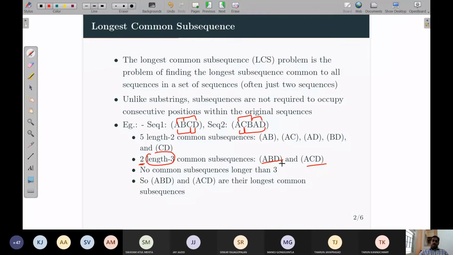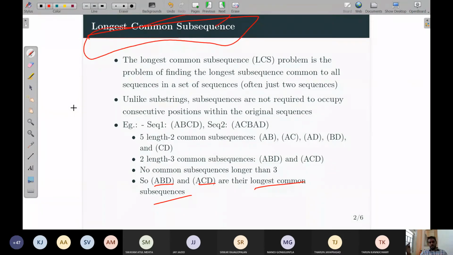Now, there is no common subsequence greater than 3. We don't have any common subsequence greater than 3 in this example, which means that ABD and ACD are the longest common subsequences. That is our problem, the longest common subsequence. We are not worried about the subsequences shorter than the longest. We are interested in the longest common subsequence. Longest should be the longest, and common means it should come in both the strings as a subsequence.